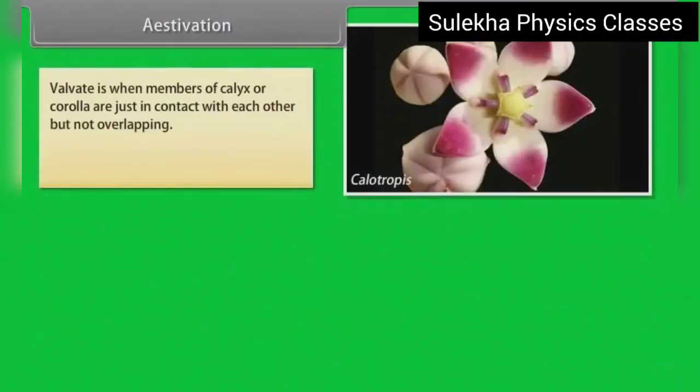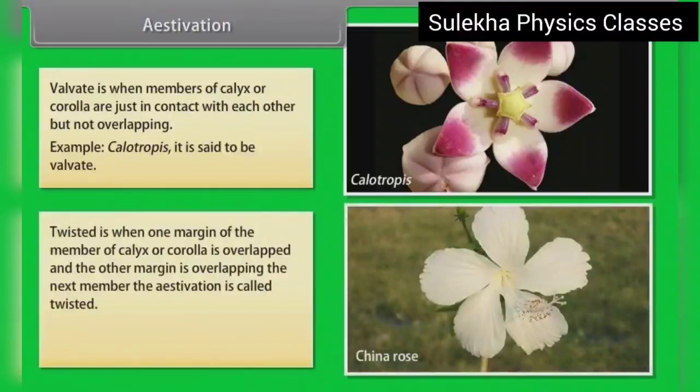Valvate is when members of calyx or corolla are just in contact with each other but not overlapping. Example, calotropis. It is said to be valvate. Twisted is when one margin of the member of calyx or corolla is overlapped and the other margin is overlapping the next member. The estivation is called twisted. Example, China rose, lady's finger, and cotton, etc.